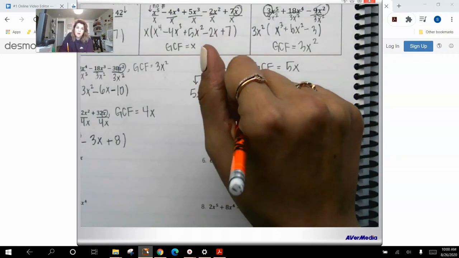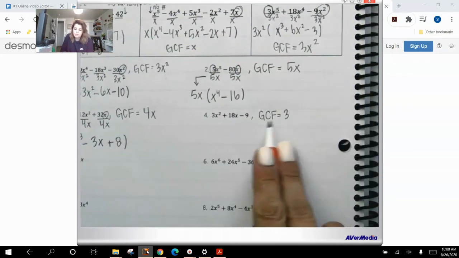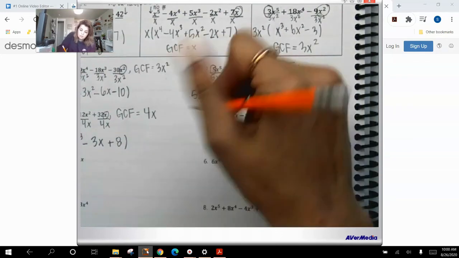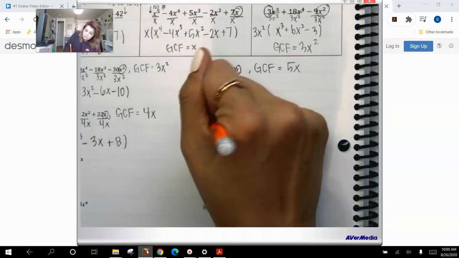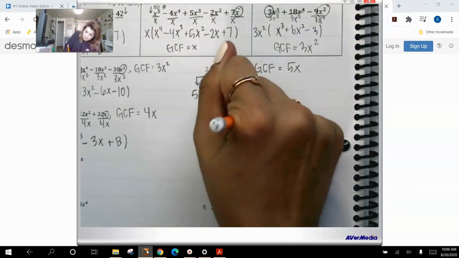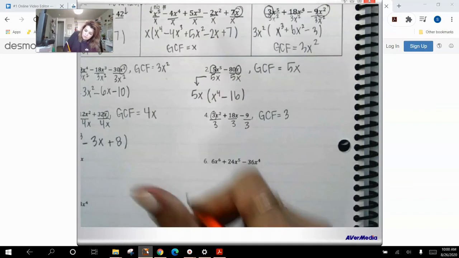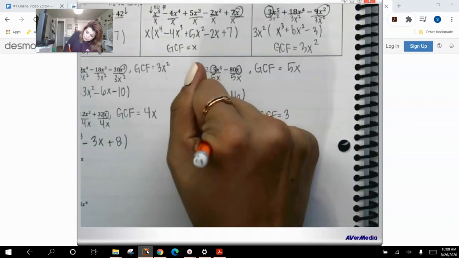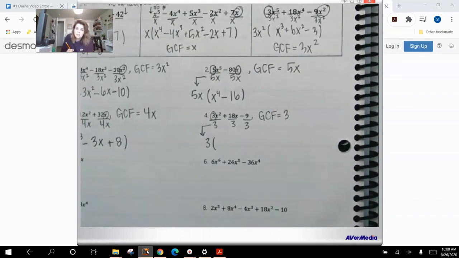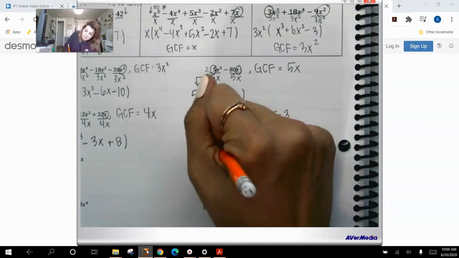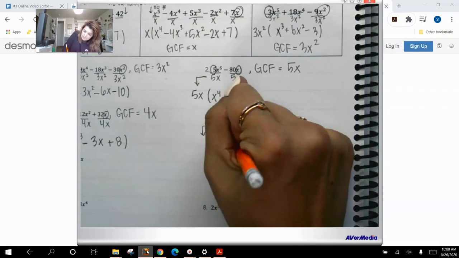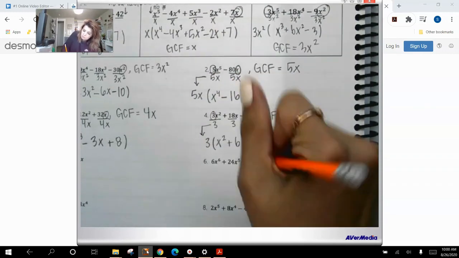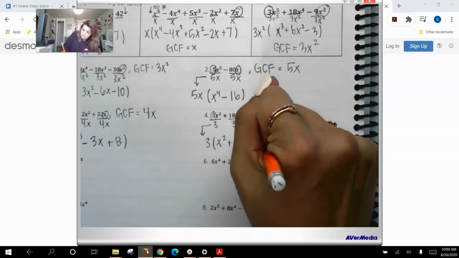Okay, hopefully you really paused and tried it. Your GCF is 3 only. It's only 3 because you don't have a letter on the end here. That means you're going to divide each term by 3. We're going to be careful to write 3 outside of the parentheses. And inside, you should have x squared plus 6x minus 3.